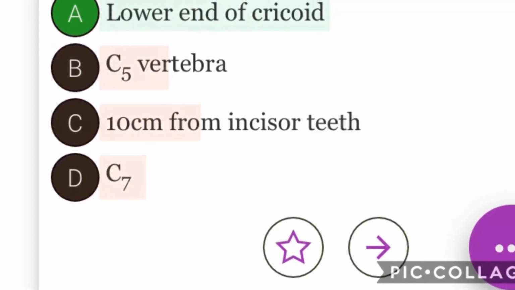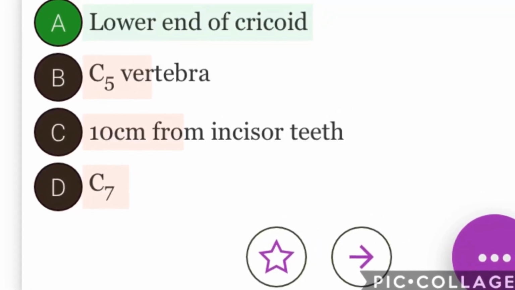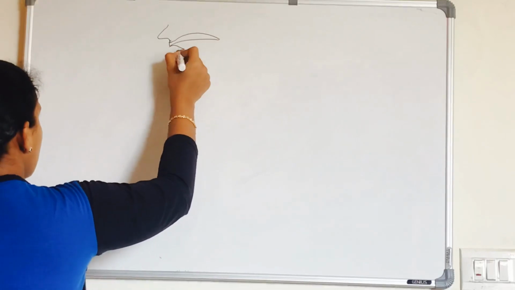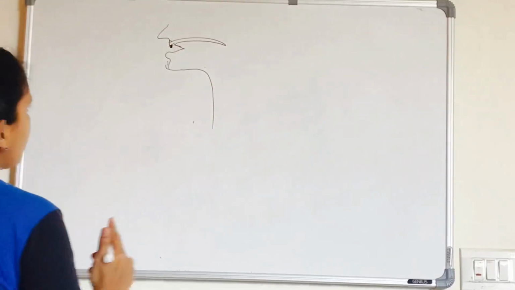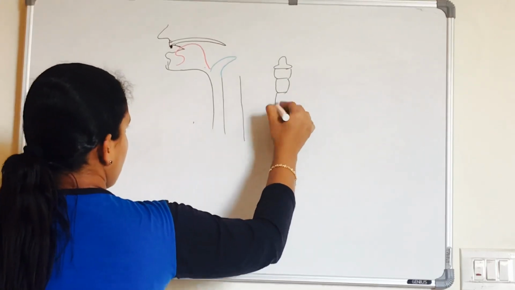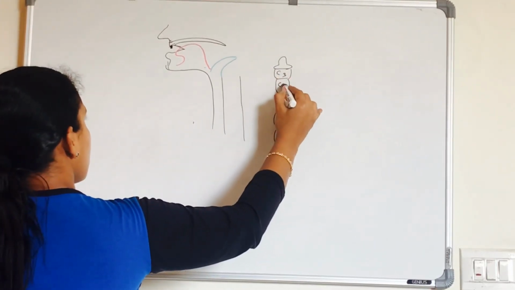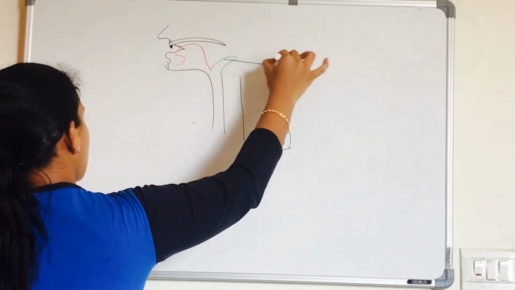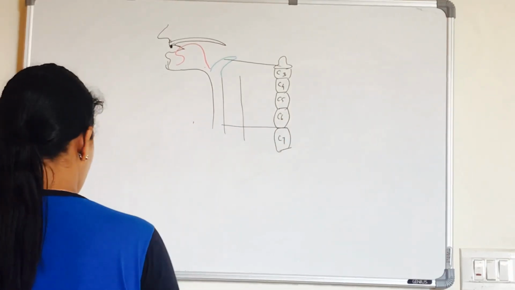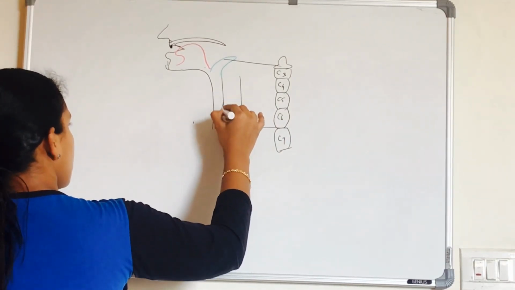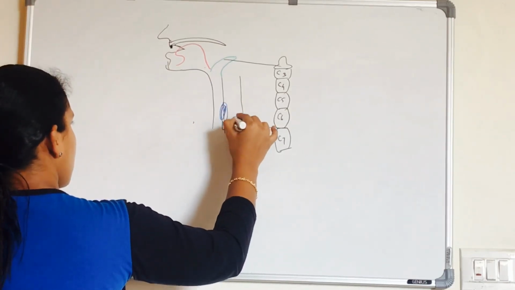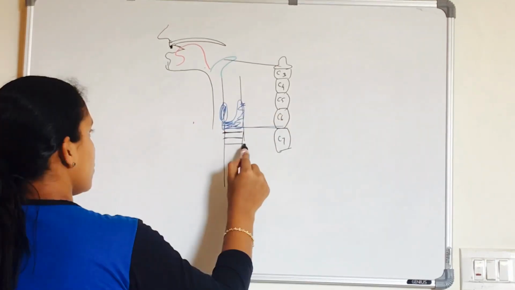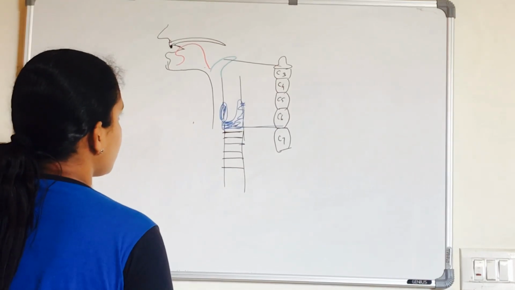Moving on to a third question. The esophagus commences at the lower end of the cricoid, C6 vertebra, 15 cm from the incisor. Yes, we know it commences at the lower end of the cricoid cartilage. Okay, let's see. Your larynx extends from the C3 vertebra, that is your epiglottis, to the end of the larynx. So your larynx extends from C3 to C6. At the level of C6 is the cricoid cartilage. After the cricoid cartilage, it commences as the trachea.